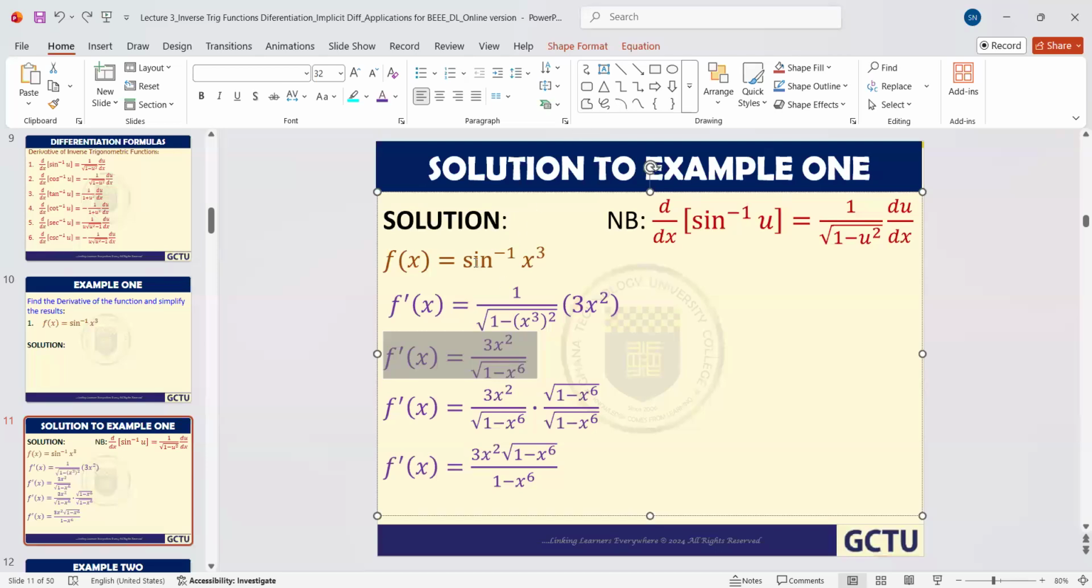We identify the trig function. This is sine inverse. You identify your u, which is x cubed. Then you use the formula 1 over the square root of 1 minus u squared, then du dx.